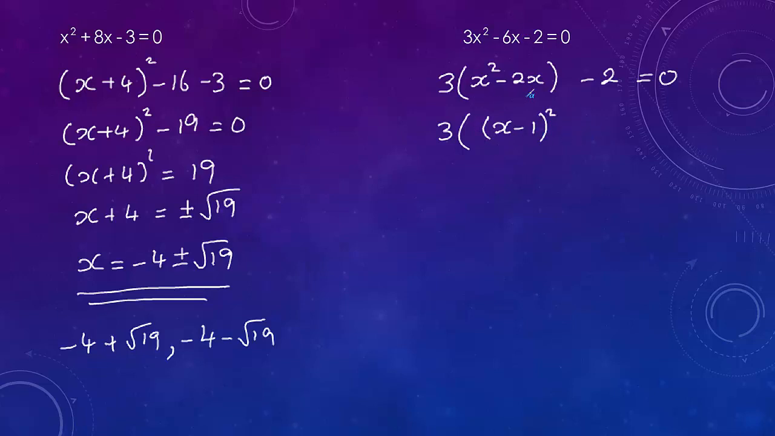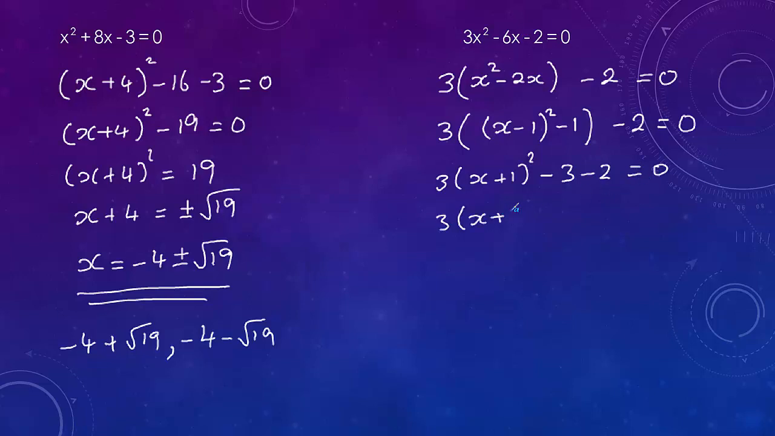That will give me the x squared minus 2x, but it also gives me a 1 that I don't want. So I just take it off. Expand out, and we've got 3 x plus 1 all squared. Take away 3, take away 2 equals 0. Let's tidy. 3 x plus 1 all squared, take away 5 equals 0. So 3 x plus 1 all squared equals 5.